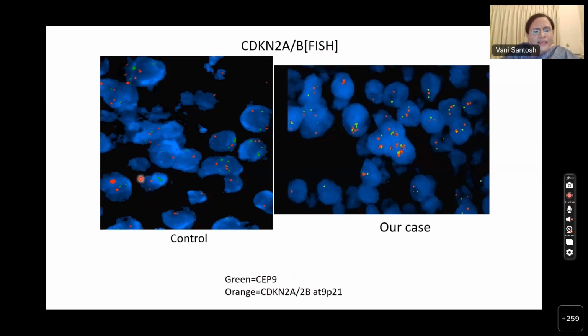So generally each interphase nucleus must have 2 green and 2 orange signals. But if it has 2 green and no orange signal at all, not even a single orange signal in more than 40% of the tumor cells, you call it homozygous deletion. If it has 1 orange signal, you call it hemizygous deletion. Don't bother about that hemizygous. You must see homozygous deletion. So Sidri, can you tell me whether there is homozygous deletion in our case or not?